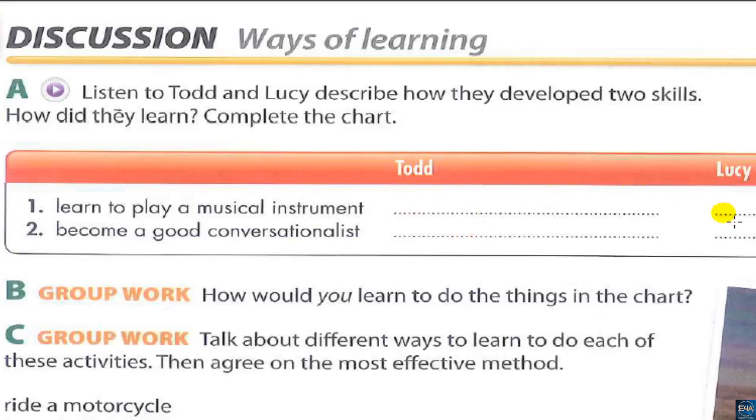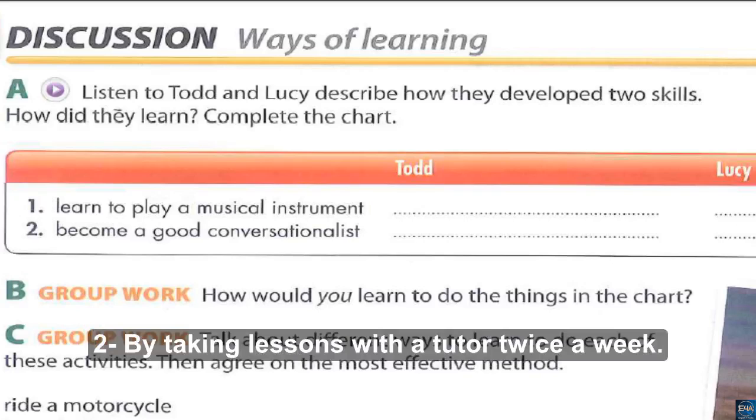But what about Lucy? Lucy learned the piano by taking lessons. By taking lessons with a tutor. A tutor, American, British, a tutor, a private teacher. Lucy used to go to her neighbor's house to teach her how to play the piano twice a week.